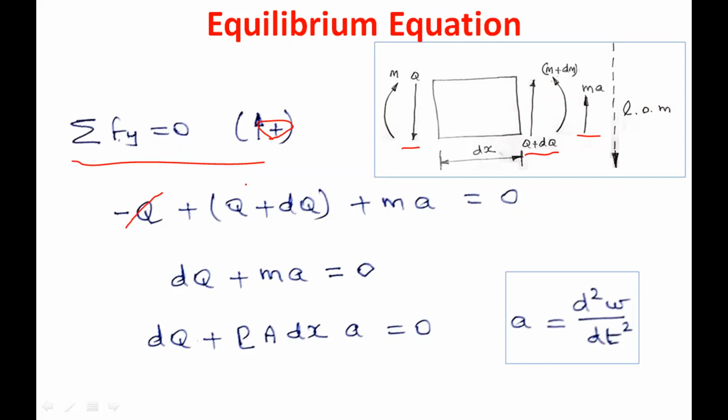So we can eliminate this Q, and we will get only dQ plus ma equal to 0. Now what is m? The elemental mass is nothing but rho multiplied by A dx. A dx is the elemental volume. We will get this elemental mass of the beam. What is a? a is the acceleration, so the second order derivative of the displacement with respect to time, d square w by dt square. We are going to replace this a in terms of our field variable. What is our field variable? The w, the transverse deflection of the beam.